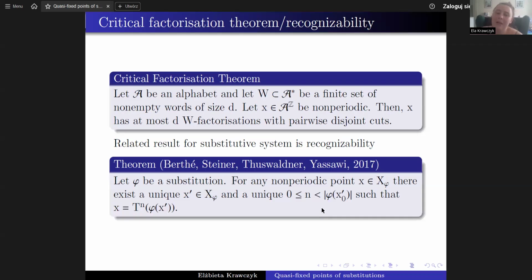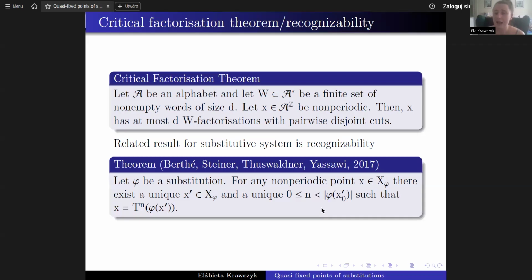But I think the case which would be the easiest is if you start with a substitution such that all letters have the same growth rate. I see. Okay. This would probably help a lot.